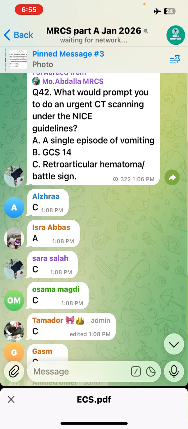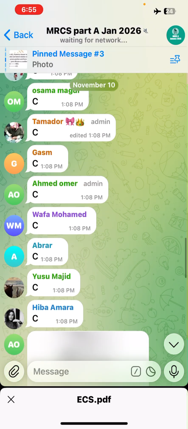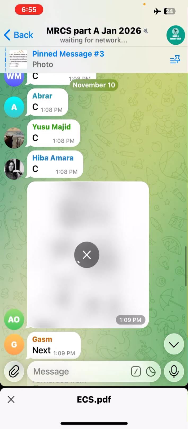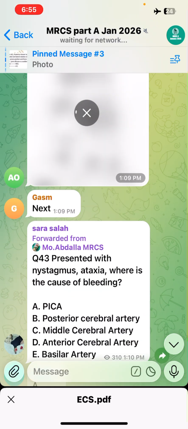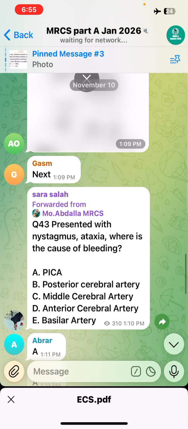Actually, GCS, it has to be an admission therapy. Presented with a nystagmus, ataxia, where is the cause of bleeding? This is nystagmus.